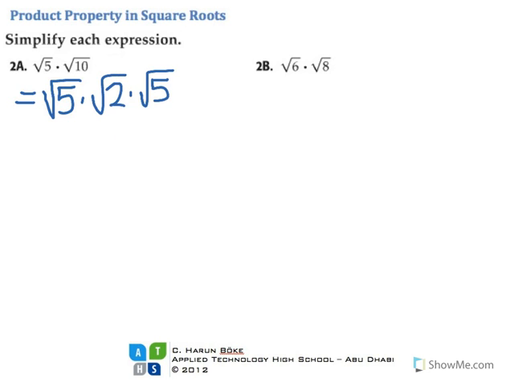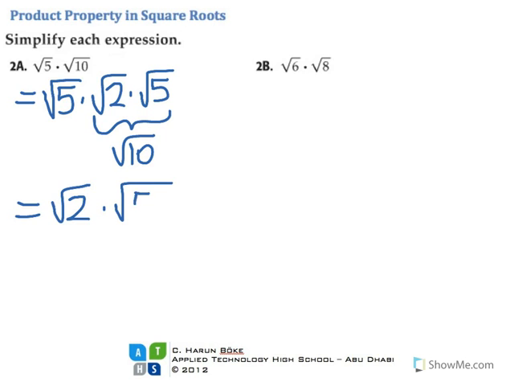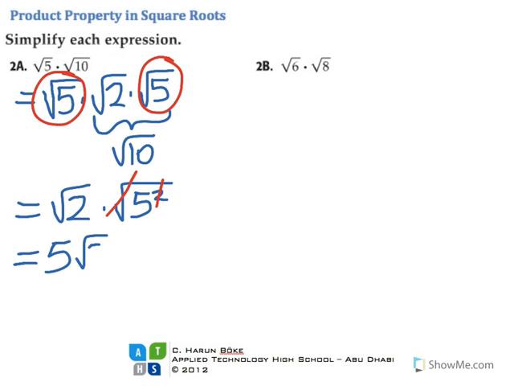Now this part is for the square root of 10. Now you see you can rearrange this and write square root of 2 times square root of 5 squared, because you have two 5s in the product. So since you have 5 squared here in the square root, then you can cancel them. So you will have, as a result, 5 square root of 2. This is how you simplify.